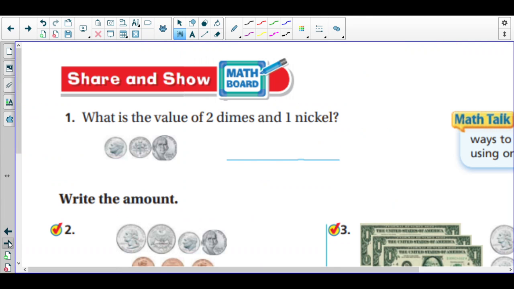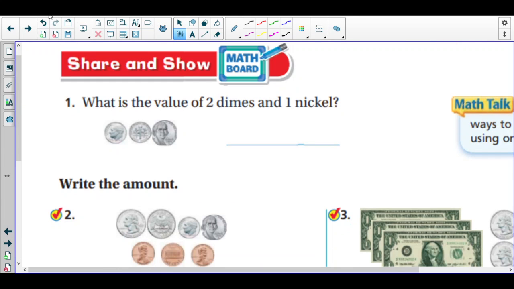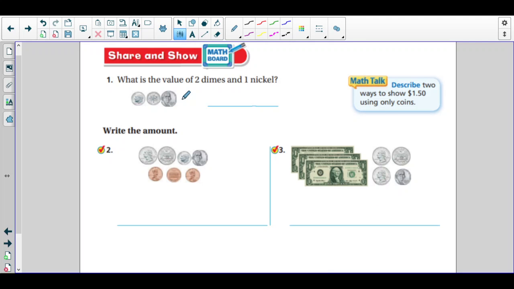All right, let's go ahead and get to the show and share portion here. Why don't you go ahead and do that right now and hit pause, and then when you are done, unpause it and we'll see how you did. Okay, here we are. Should be pretty simple here. What is the value of 2 dimes and 1 nickel?